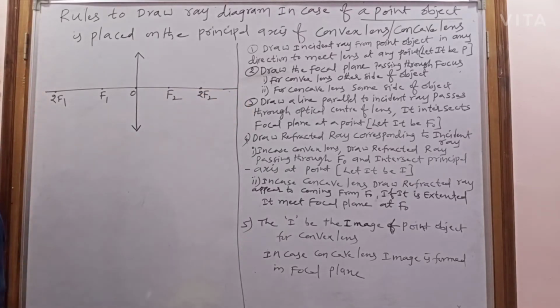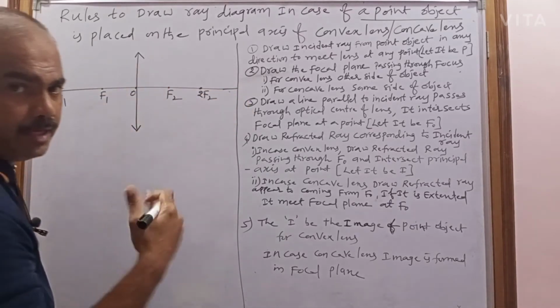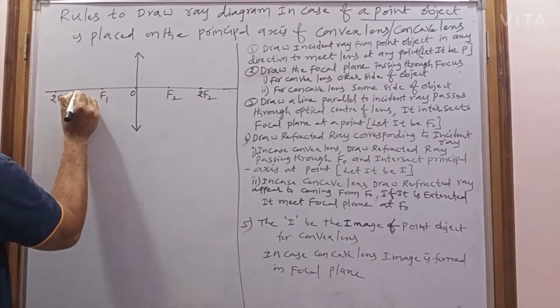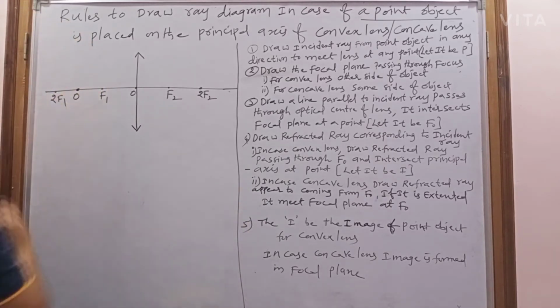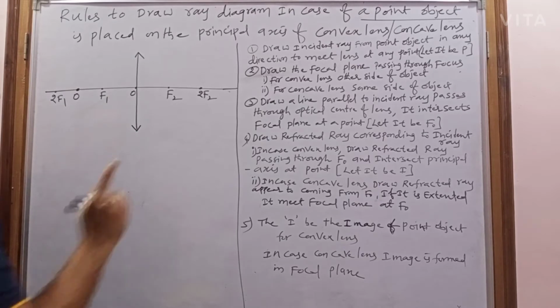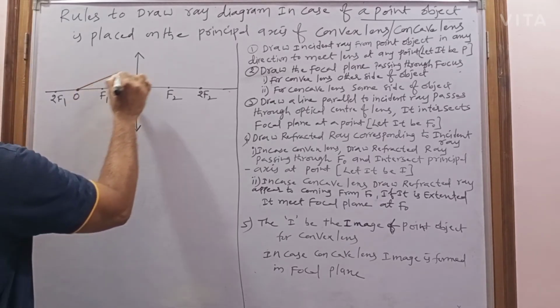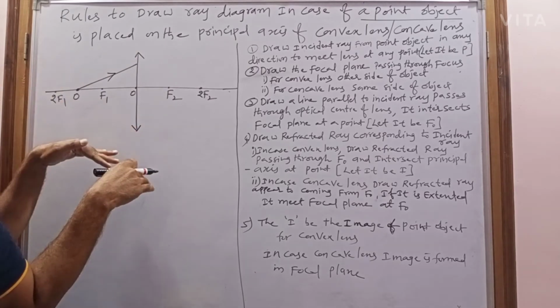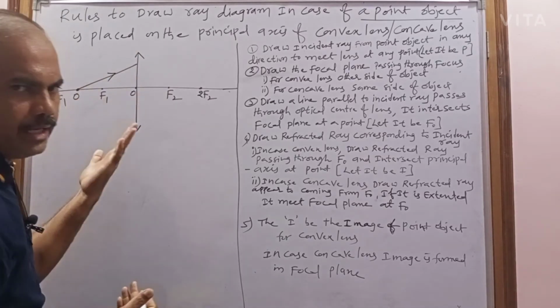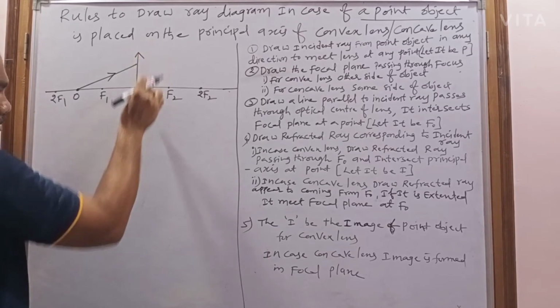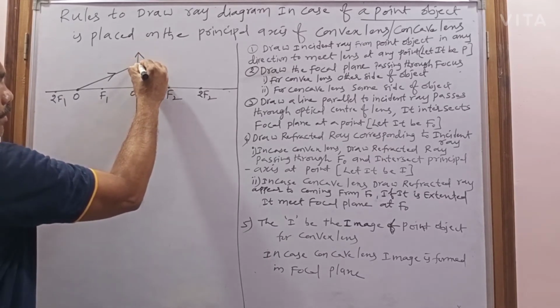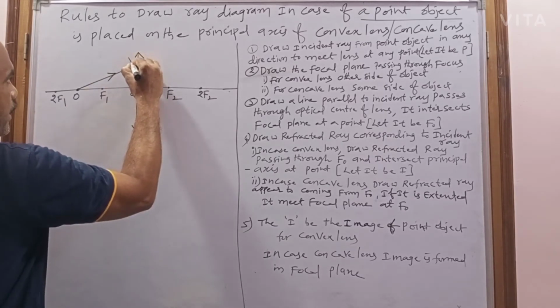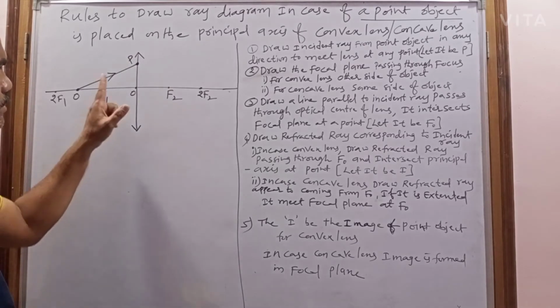Now I am taking a convex lens. First I am explaining in case of the convex lens. Now I am taking a point object on the principal axis somewhere. Now what is the first rule? Draw the incident ray in any direction, above the principal axis or below the principal axis, so that it must meet the convex lens at a point. That point we consider P.